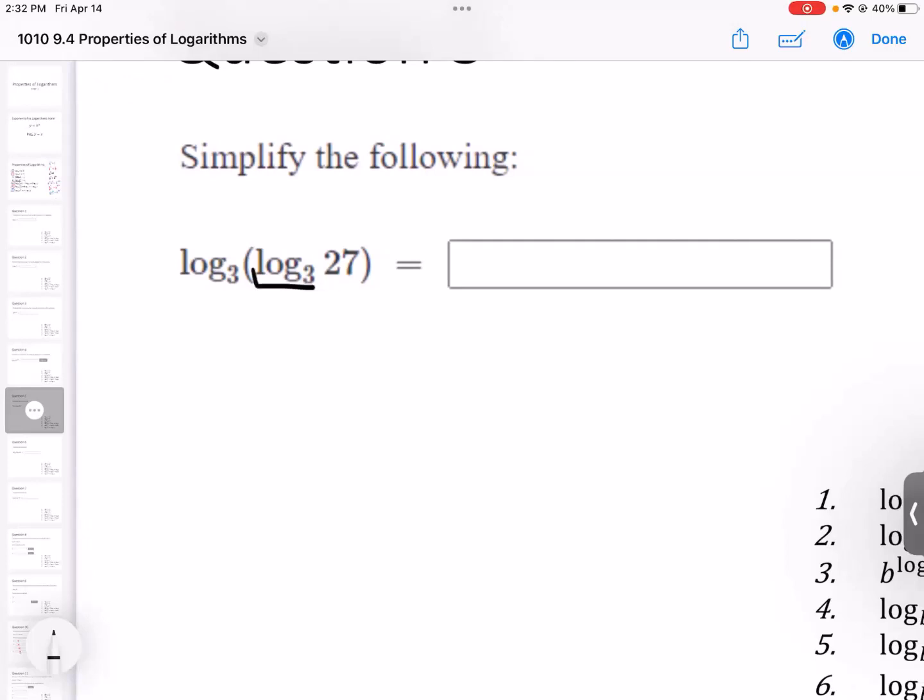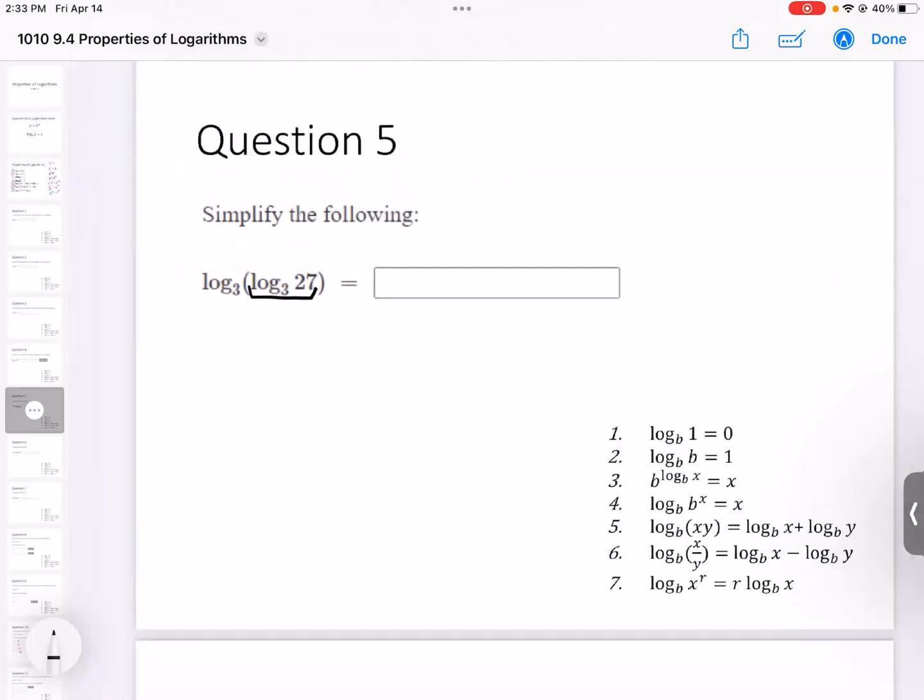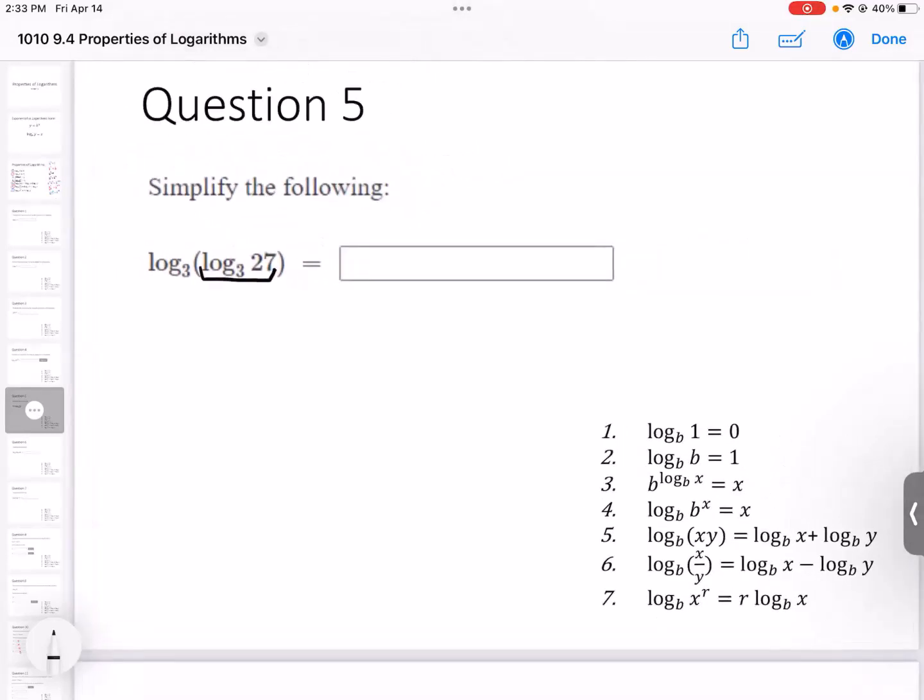So this part doesn't really match any of our properties. And so you can't use a property to simplify it, but you can use what we did yesterday to simplify it, because this is basically saying 3 to what exponent equals 27. And what would that exponent need to be? 3. And so this part all simplifies to be 3, and you end up with log base 3 of 3. And you could also say, well, 3 to what exponent equals 3? And you would know the answer was 1.